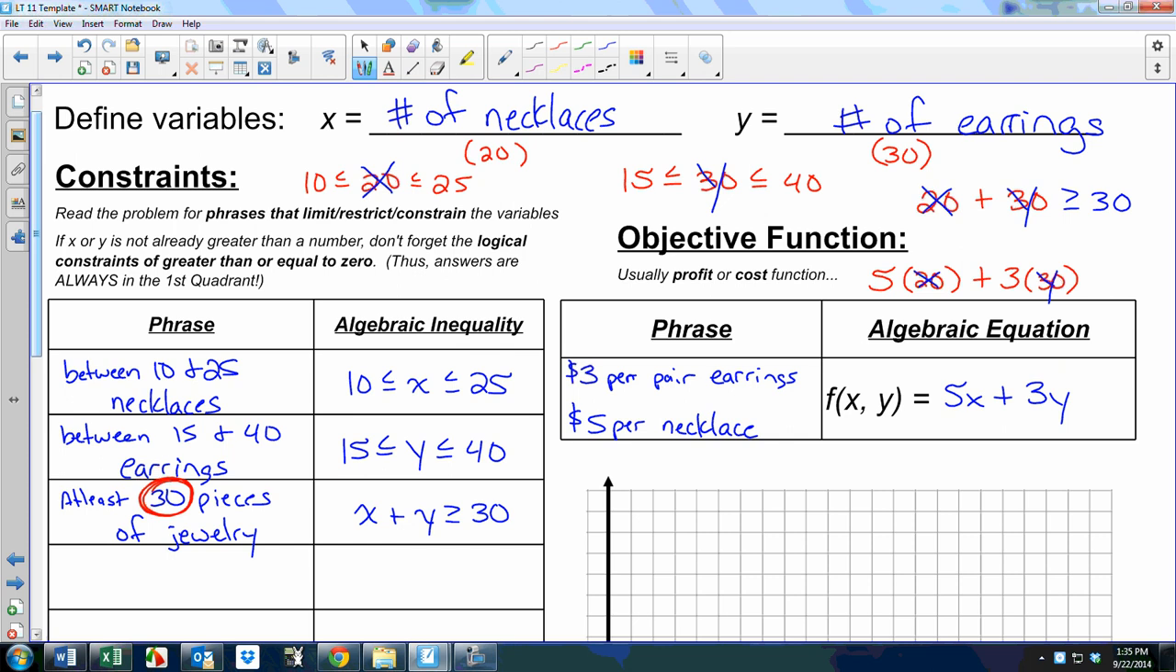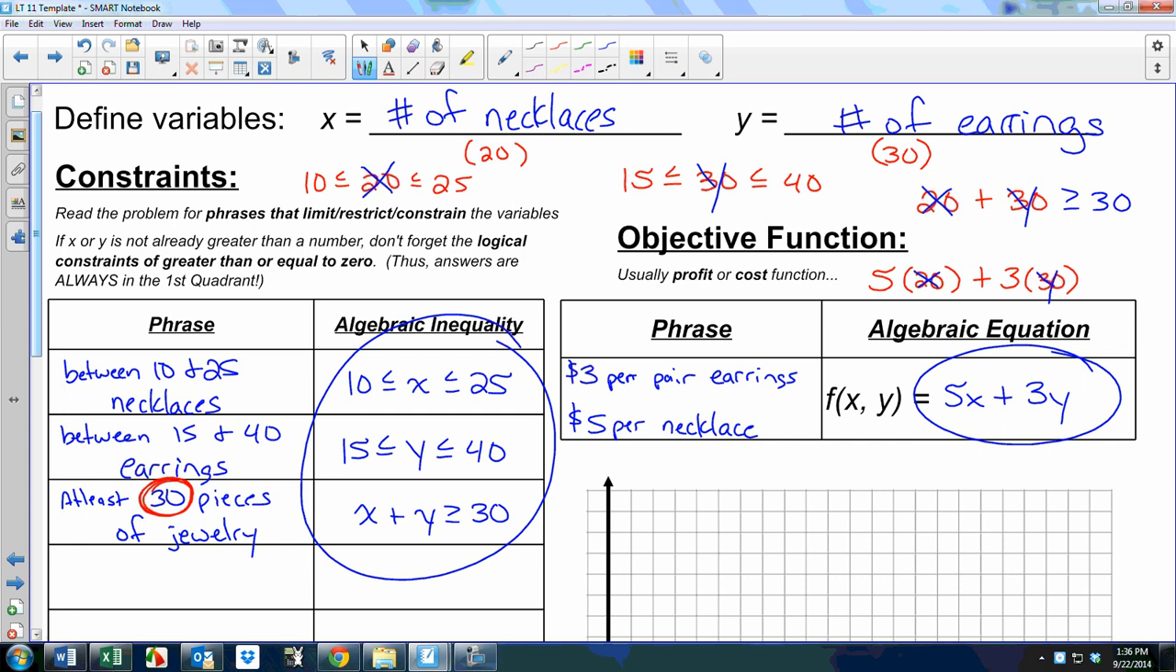That's learning target 11. It's done. The rest of this is learning target 10. You would need to take all of these inequalities you just wrote and graph them, find the corners of the feasible region, plug them into the function that you just wrote, and make a table. We're going to finish it together in class, but I'm going to stop the video.